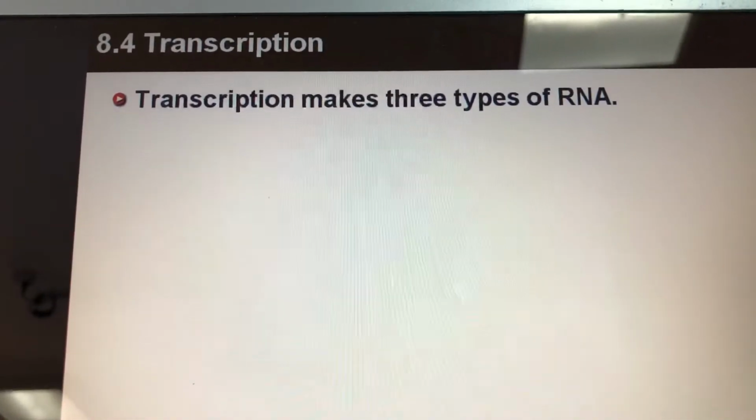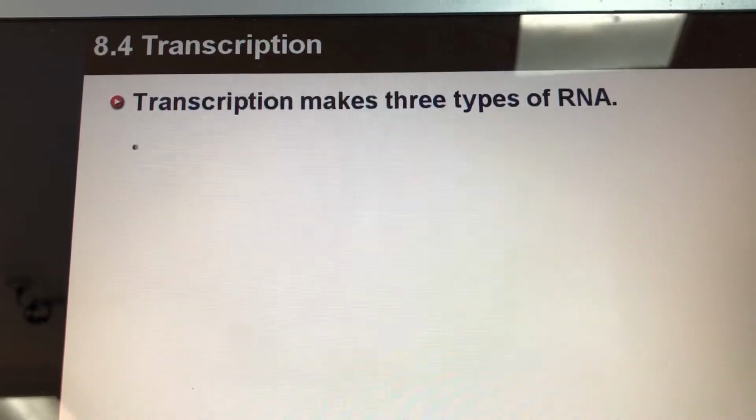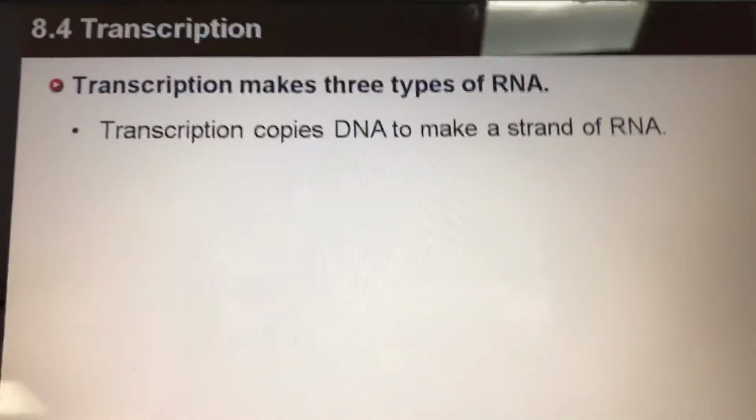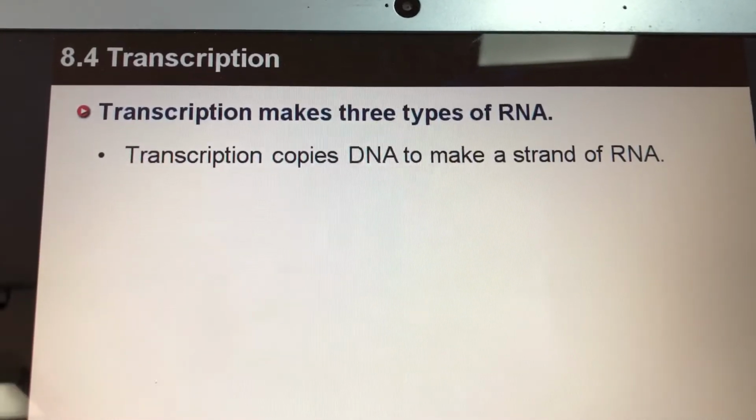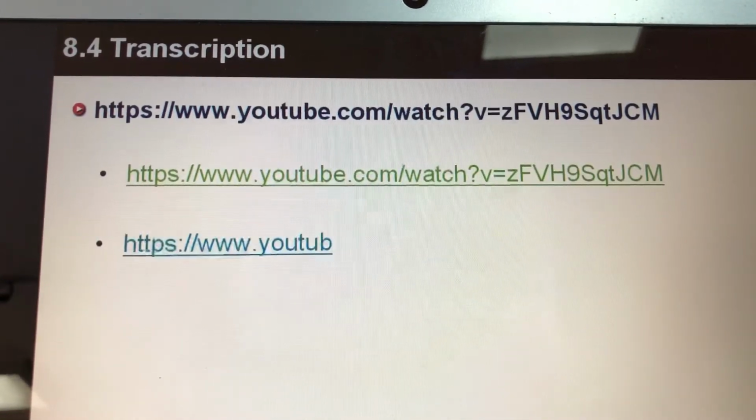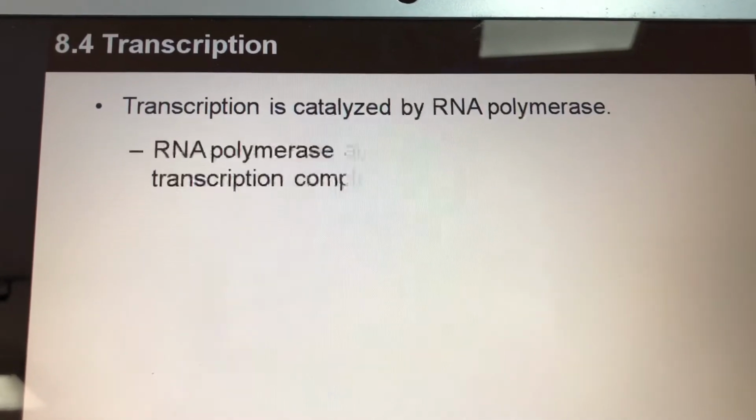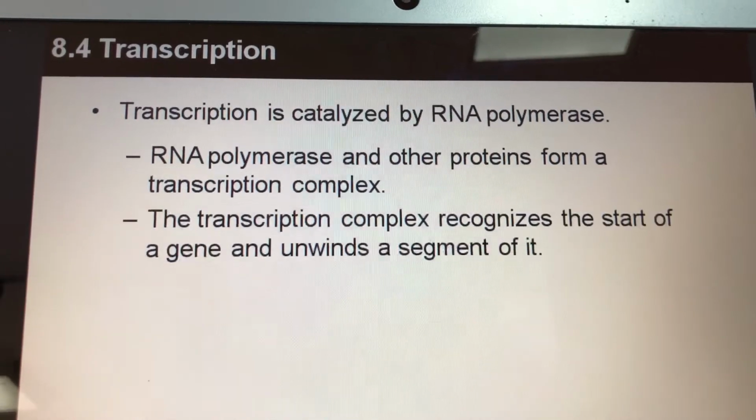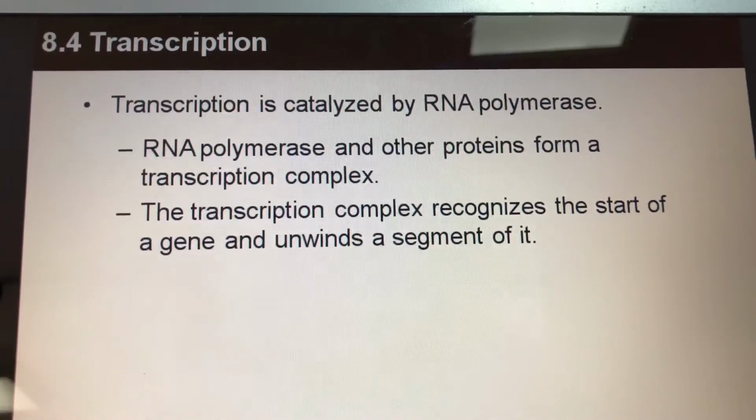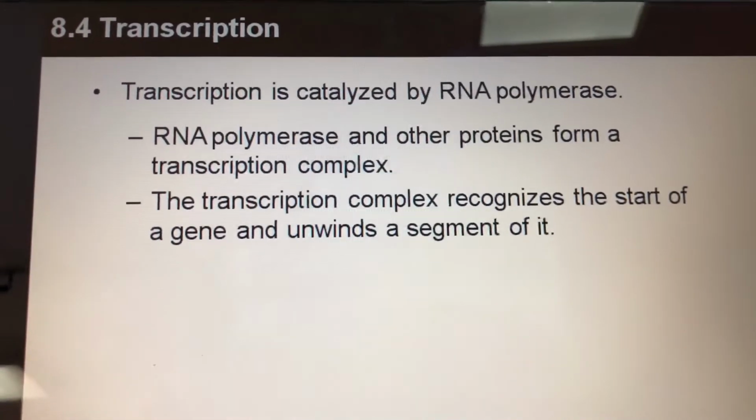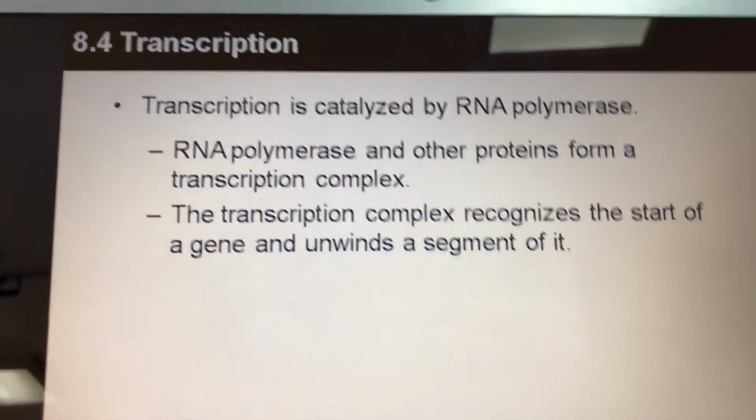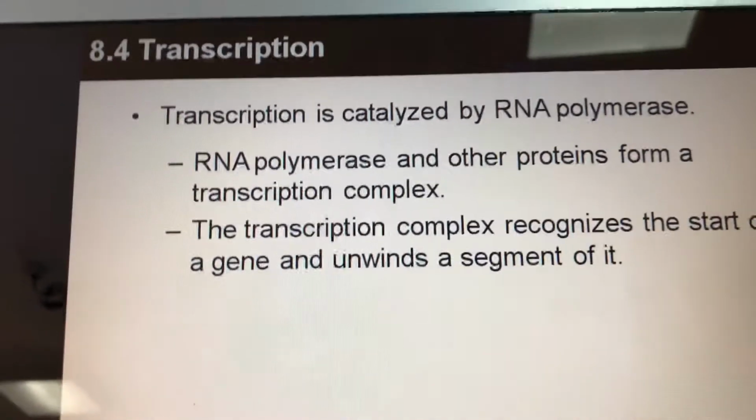Now, transcription makes three types of RNA. The first one, transcription copies DNA to make a strand of RNA. Now we will learn about the three types of RNA after we talk about the transcription process. Now, how does the transcription process happen?